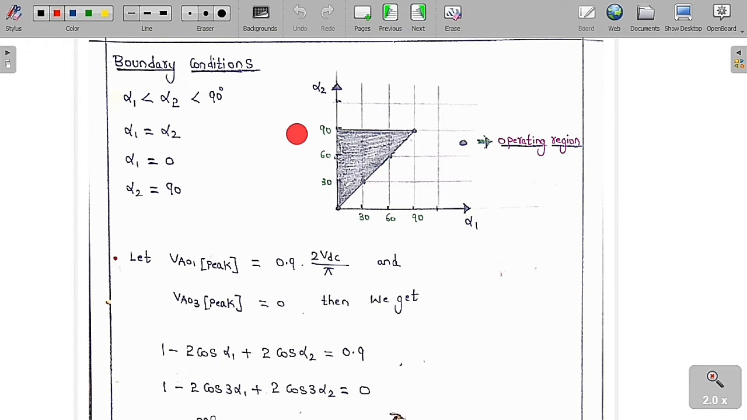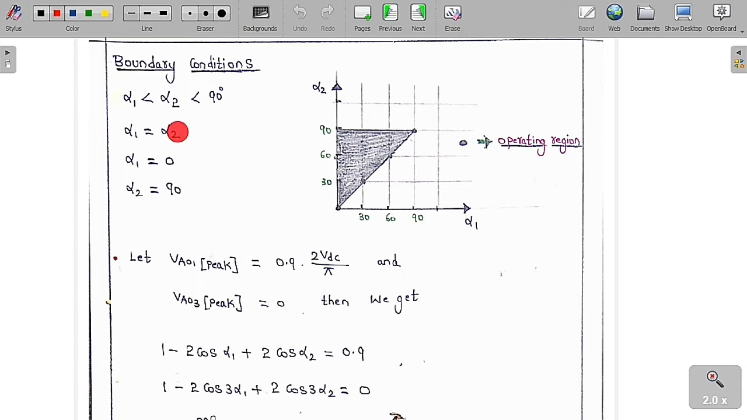So now we will see the boundary conditions. As I have already told you, let me take alpha 1 as the x-axis and alpha 2 as the y-axis. Alpha 1 and alpha 2 are less than 90 degrees, and alpha 1 is less than alpha 2, and alpha 2 is less than 90 degrees. Here let me take the boundary conditions: both are equal, alpha 1 is equal to 0, and alpha 2 is equal to 90. These are the boundary conditions.